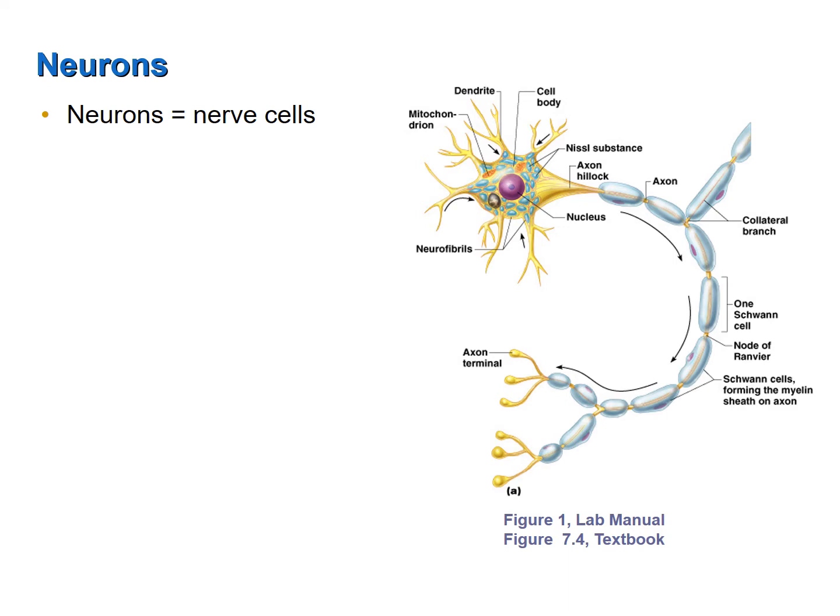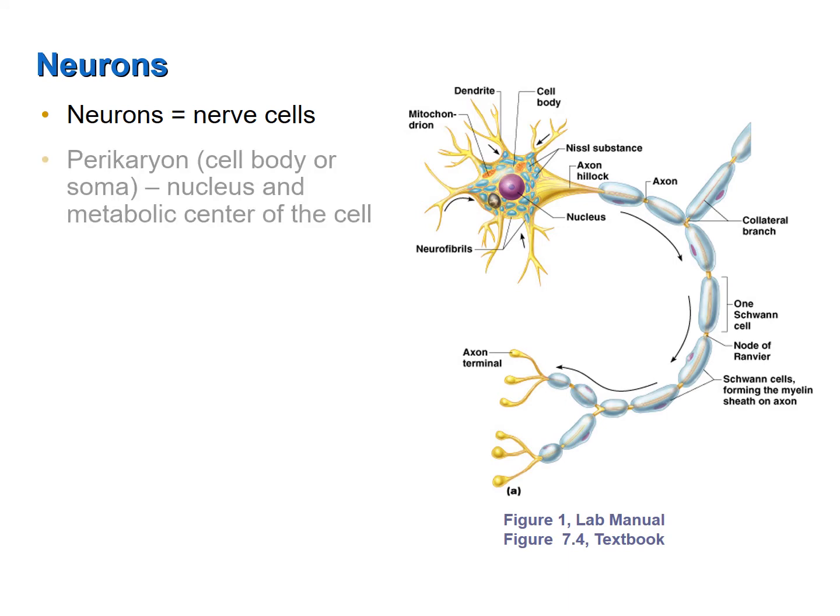Neurons have two basic regions. One of those regions is the perikaryon, also called the cell body or the soma, and I don't really care which term you use, as long as you're familiar with all of them. The perikaryon is where you find the nucleus. It's the metabolic center of the cell. It's where you find the whole host of organelles that you're familiar with, that you expect to find in any cell of the human body.